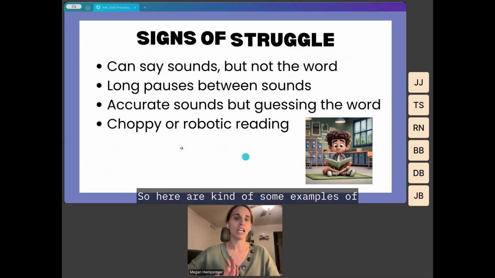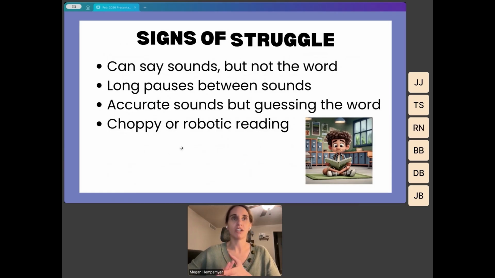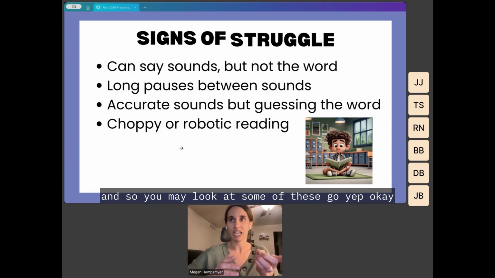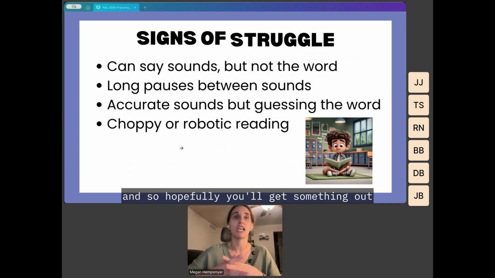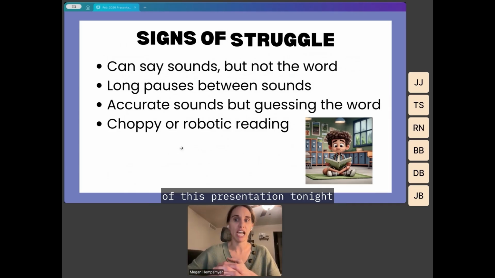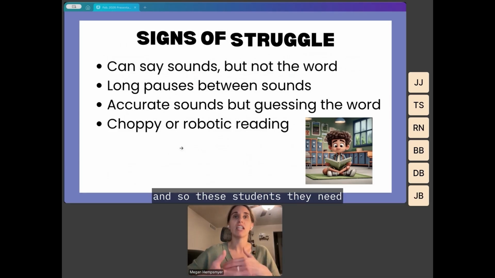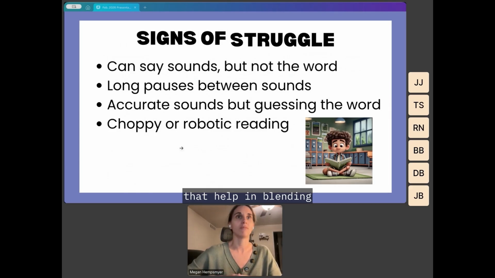Here are some examples of a student that may struggle with blending. You may look at some of these and go, yep, that might be one of my students right there. Hopefully you'll get something out of this presentation tonight. Essentially this presentation is explicit blending instruction, and these students need that help in blending.